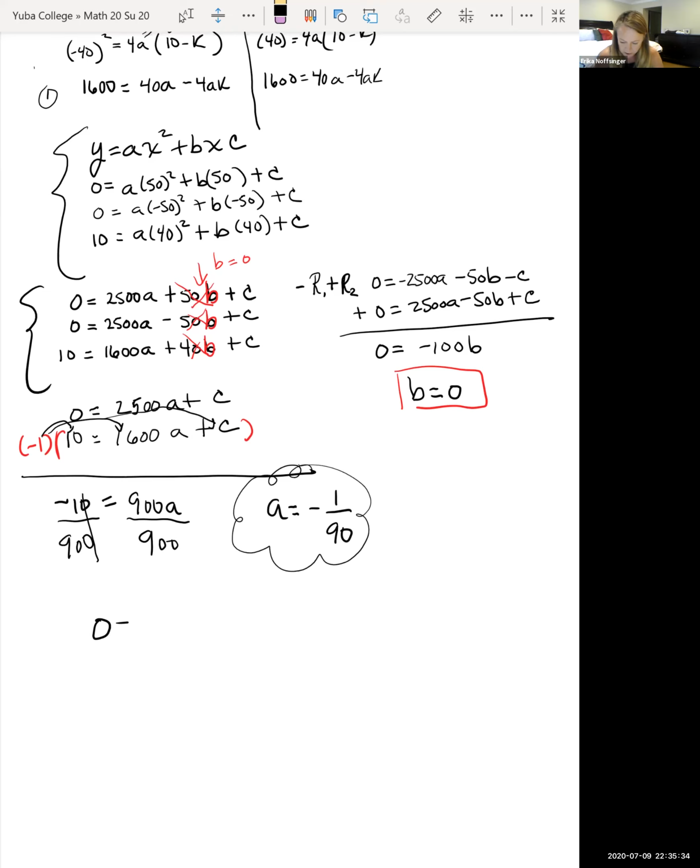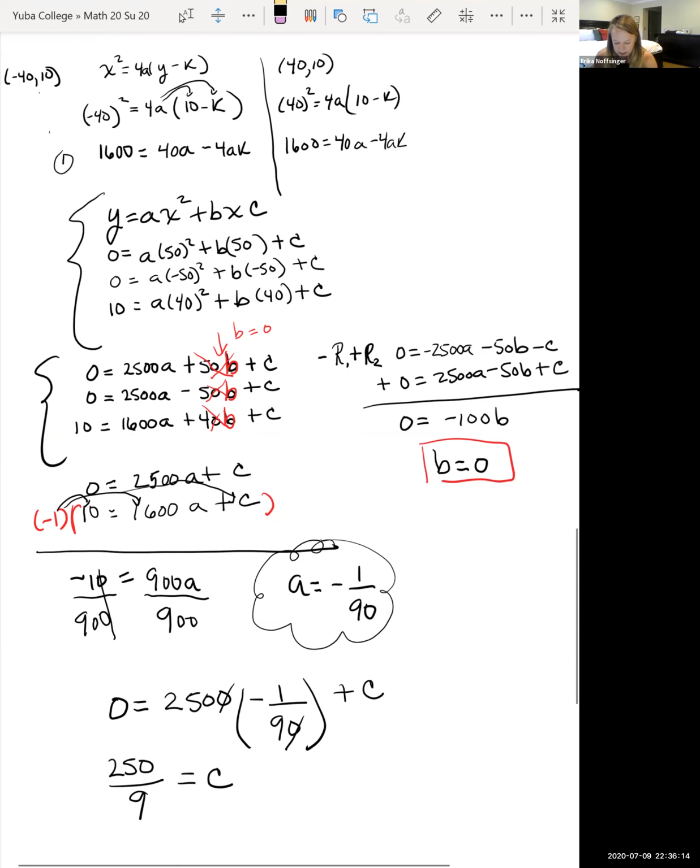So 0 is equal to 2,500a, which is -1 over 90, plus c. So c, if I add this to both sides, I'm left with 250 over 9 is equal to c. Which is actually my answer, because that is the height and that's my y-intercept.